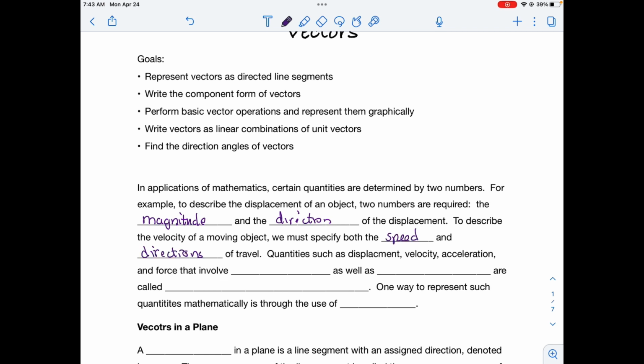Quantities such as displacement, velocity, acceleration, and force all involve two main things: magnitude as well as direction. And these quantities that involve magnitude and direction are called directed quantities. And there are different ways to represent directed quantities. One way to represent directed quantities in mathematics is through the use of vectors, hence our study of vectors. So what is a vector?